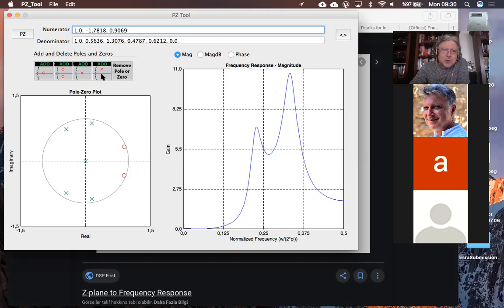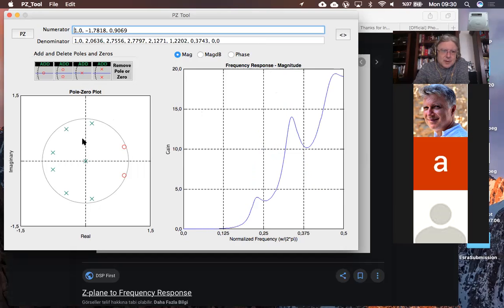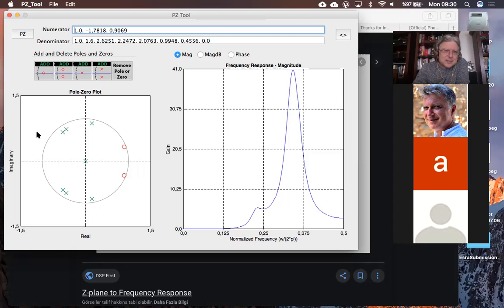Let us add a few more poles. For example, maybe, by the way, the mouse of my laptop is just broken. It just does not work.